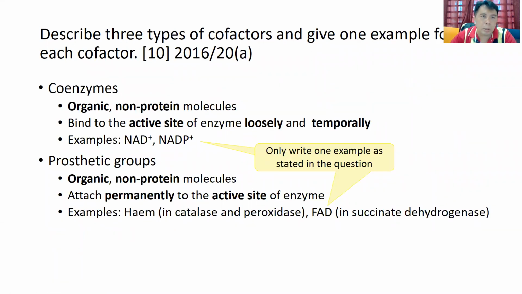The next question: describe the three types of cofactor and give one example of each cofactor. So there are three: coenzyme, prosthetic group, and activator, or we call them metal ions.